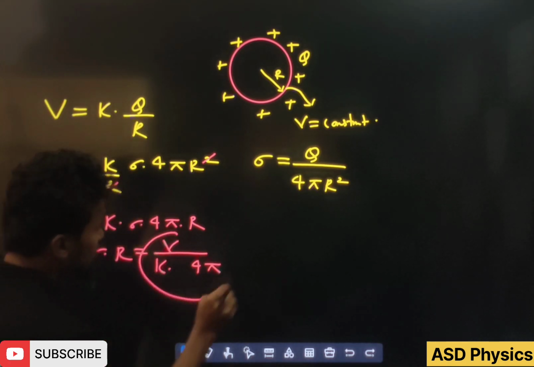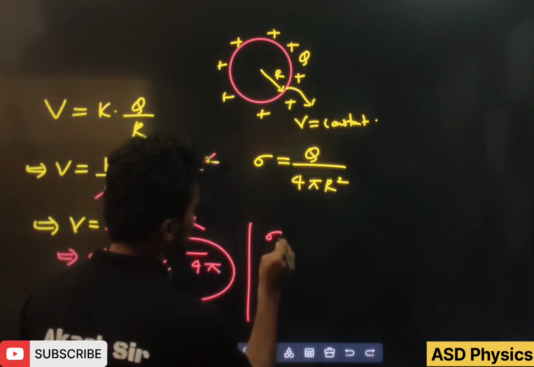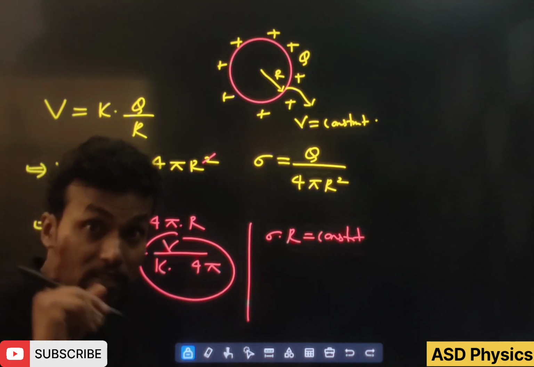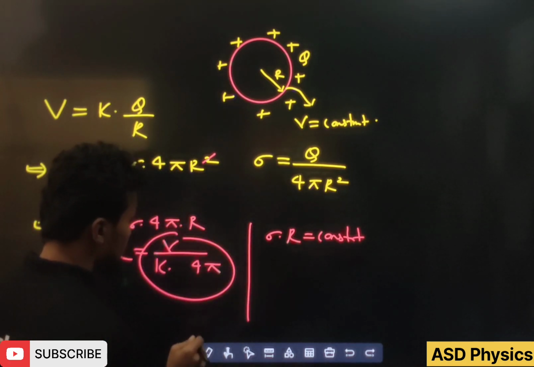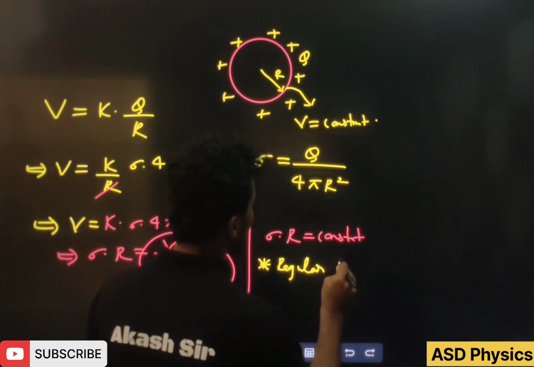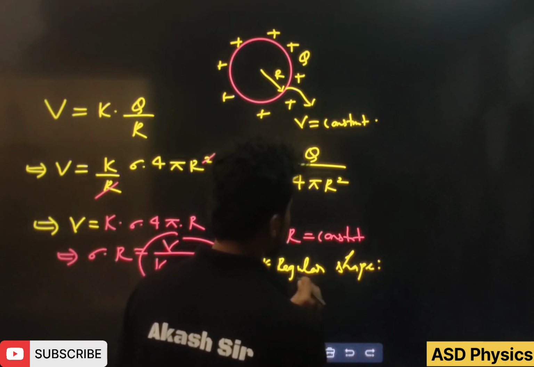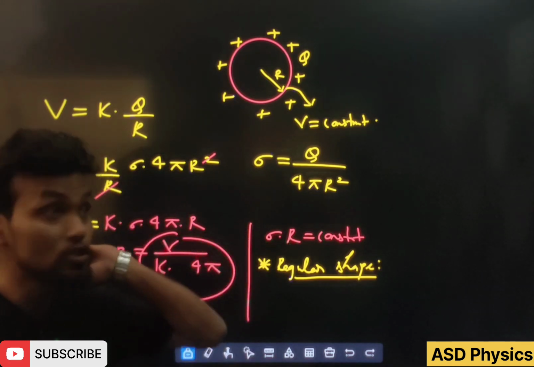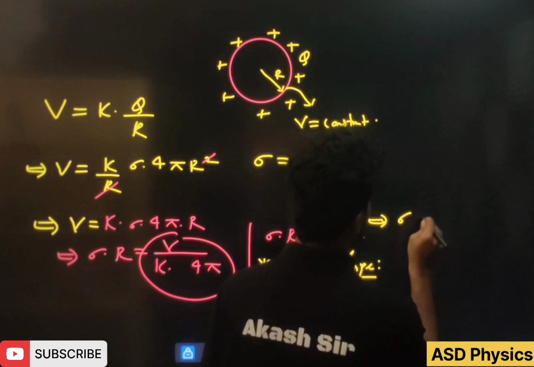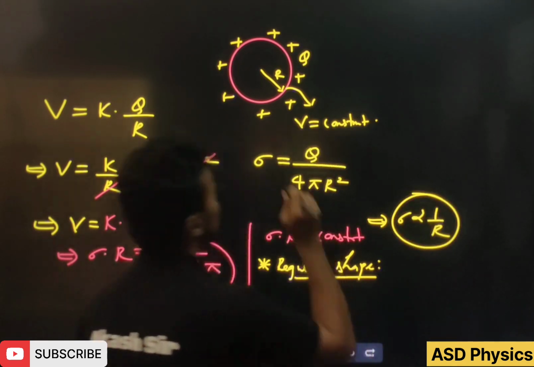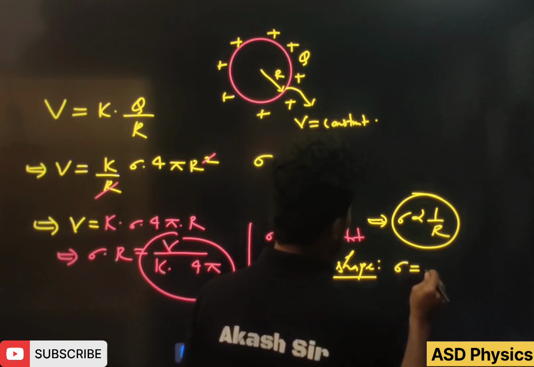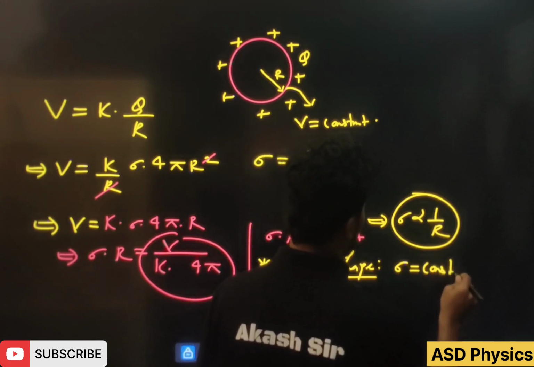That means all these things are constant. So this sigma into R will be constant. This has a very special meaning. If a regular shape conductor is there, like a sphere, which is a regular shape, then R is constant for all the distances. Sigma is inversely proportional to R, so everywhere R is constant. That means for a regular shape conductor, sigma will be constant because R is constant.